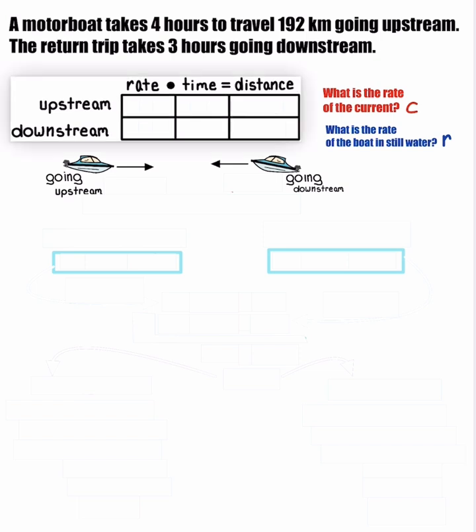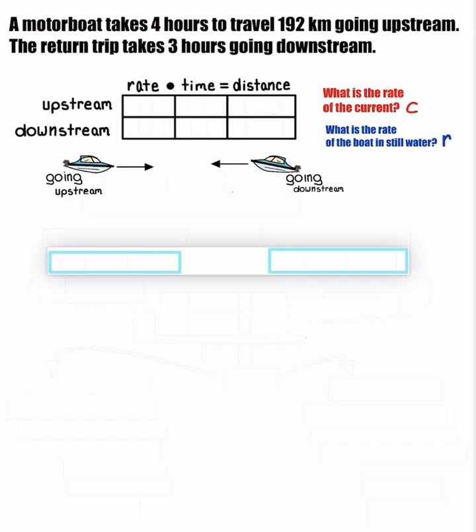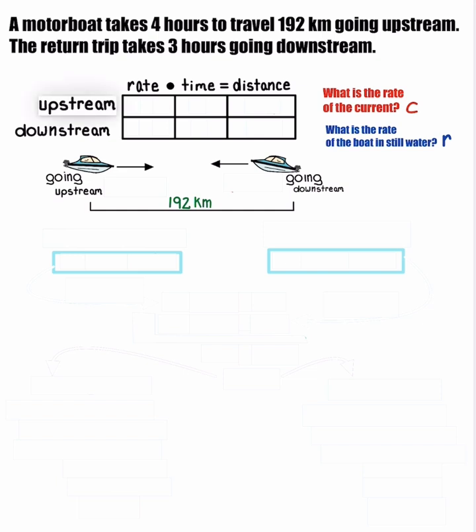We want to create a table with rate times time equals distance for the trip upstream and downstream. Filling out this table is going to make writing the two equations necessary to answer these questions much easier. The distance the boat travels upstream is 192 kilometers. When it returns downstream, it's making the same trip. So when it goes downstream, it also travels a distance of 192 kilometers.